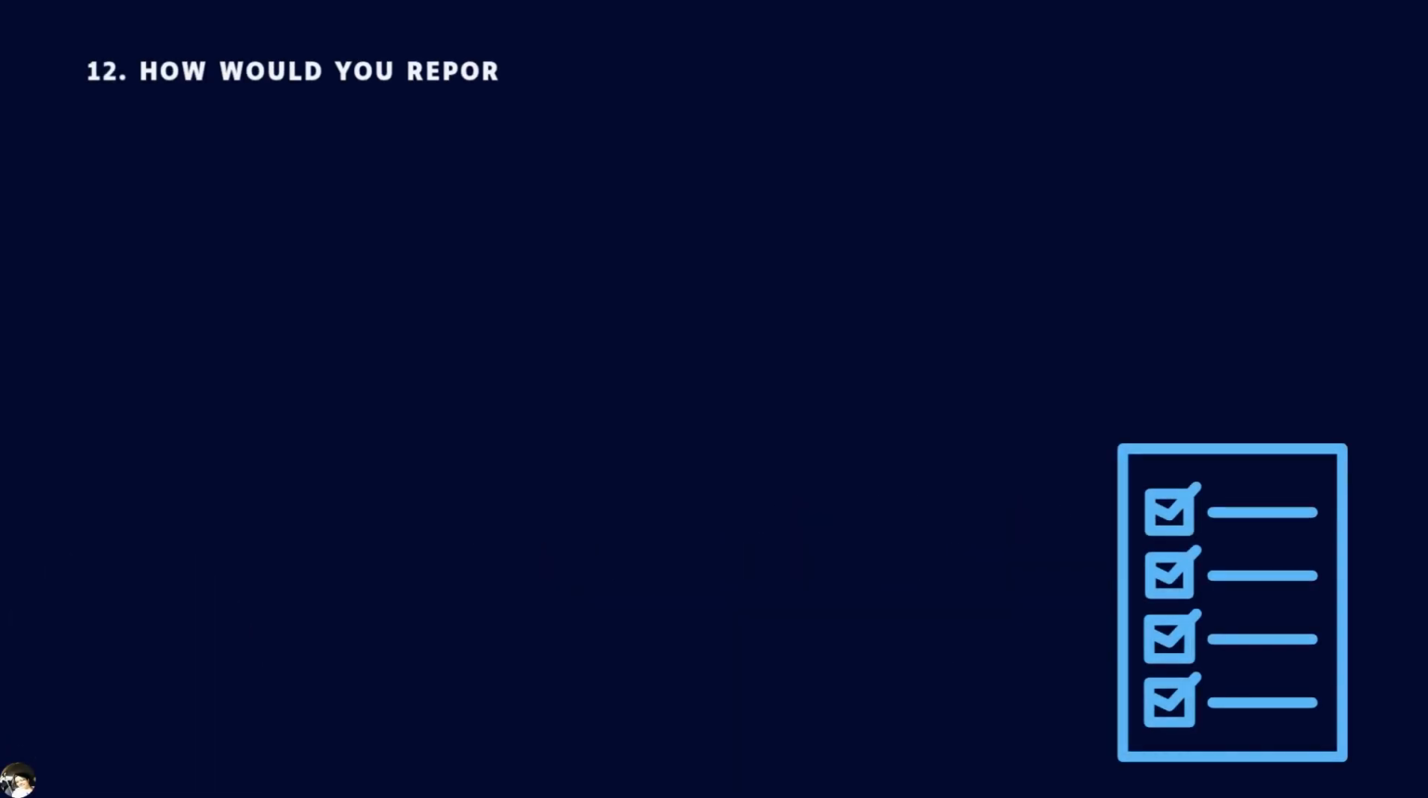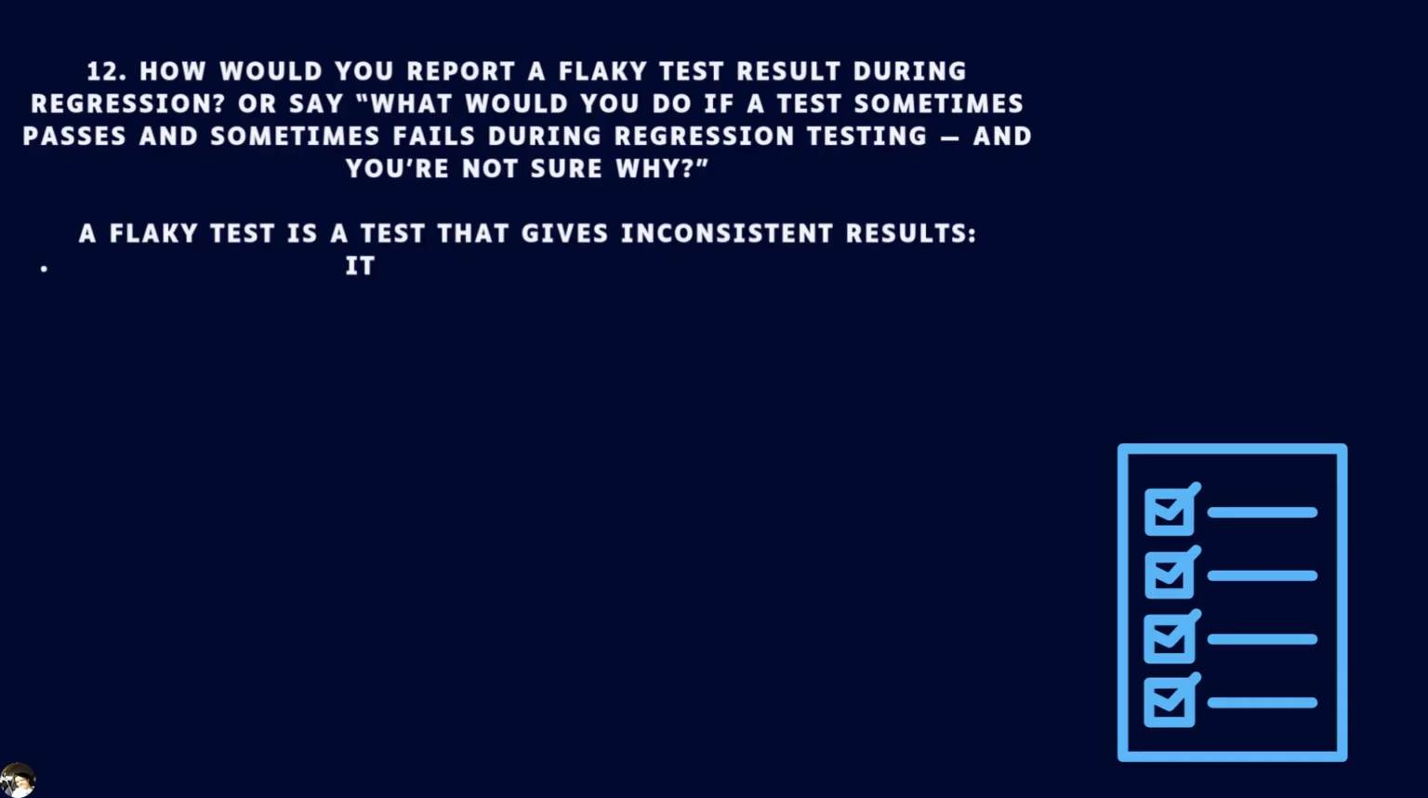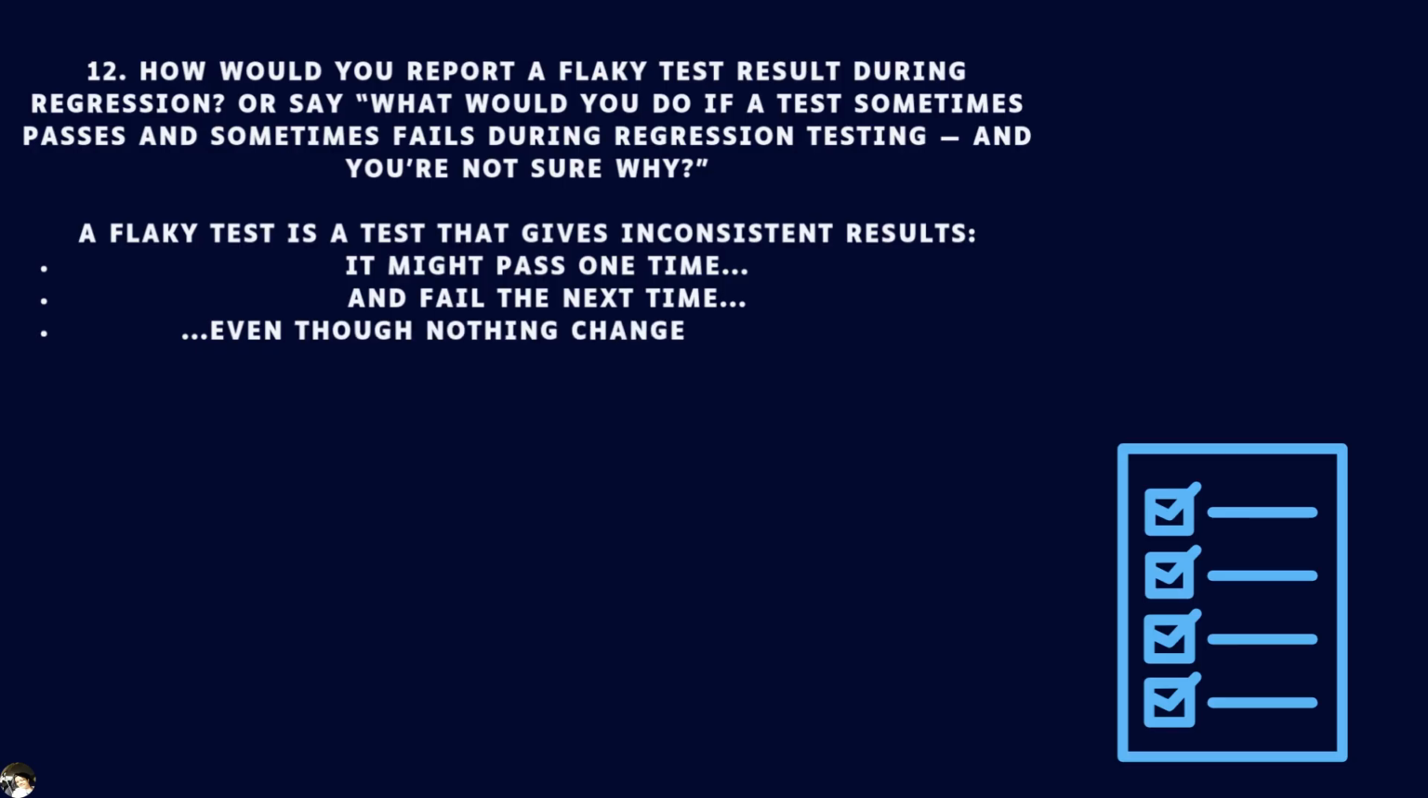Question 12. How would you report a flaky test result during regression? Or say, what would you do if a test sometimes passes and sometimes fails during regression testing and you are not sure why? A flaky test is a test that gives inconsistent results. It might pass one time and fail the next time, even though nothing changed in the code.